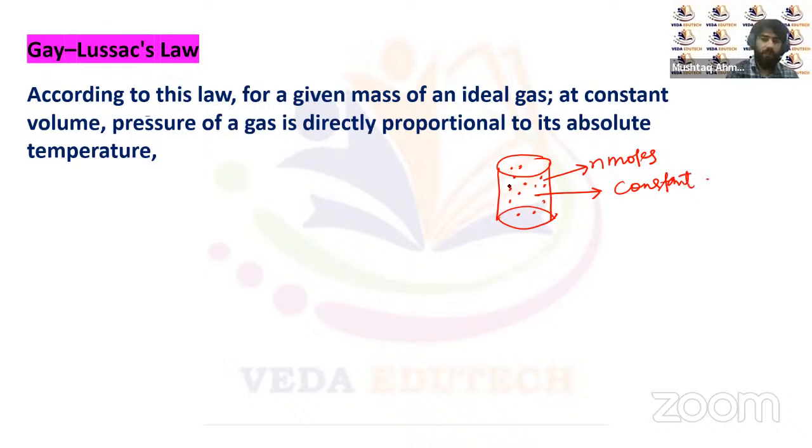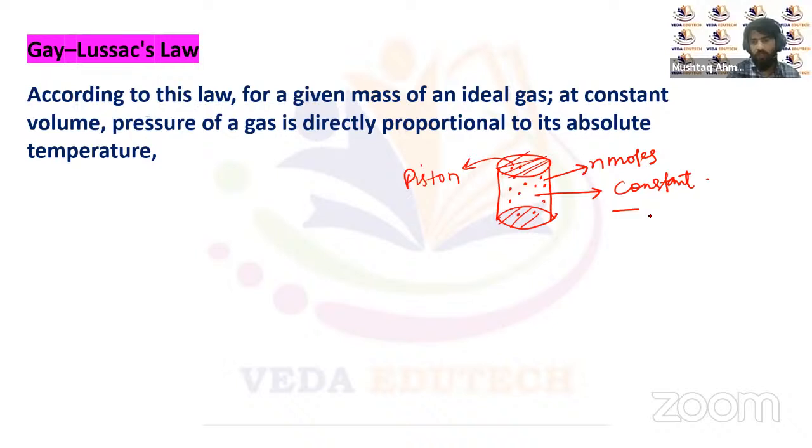The volume of this container will remain constant only if we close this container from both sides. If there is a piston in this container, this piston should be immovable. Then only the volume of this container will remain constant. Otherwise, if the piston is movable, then upon increasing the temperature, the piston may slide up, and the volume of the container will not remain constant. So the piston should be fixed on both sides, so that the volume of the container remains constant.